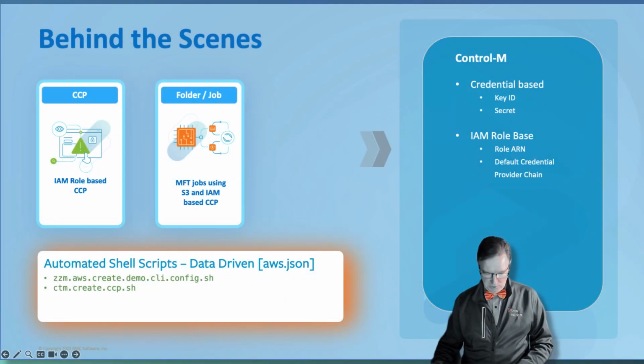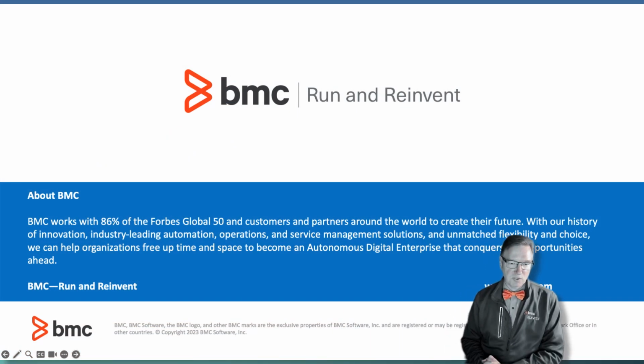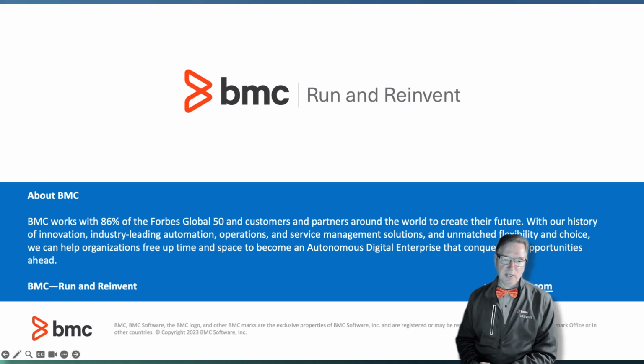Okay, so that was a view behind the scenes. This ends the session about utilizing AWS IAM and the different setups with a Control-M data pipeline.